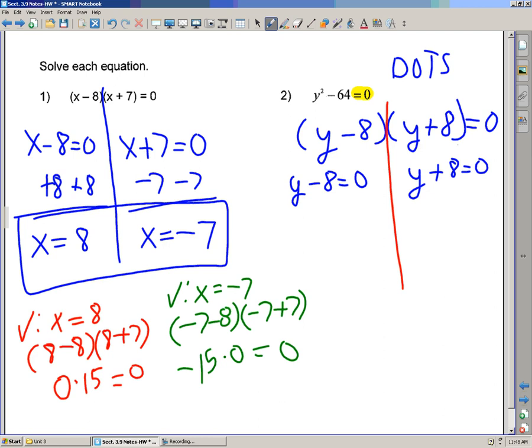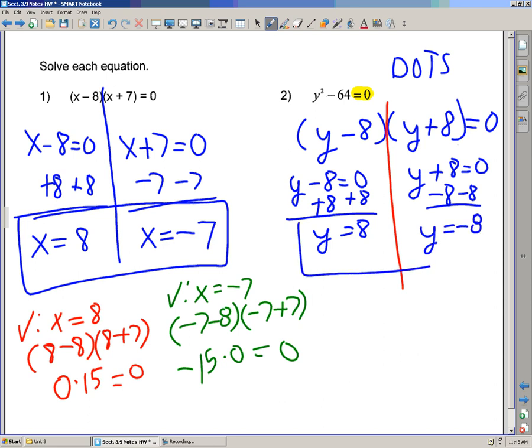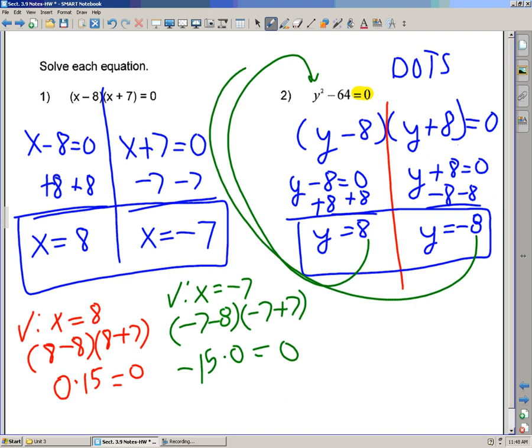Solve each equation. So on this side, I would add 8 to both sides, and y is equal to 8. On this one, I would subtract 8 on both sides, and y is equal to negative 8. These are your two answers. And I know it's true because if I wanted to do my check and I stuck 8 in for y, well, 8 squared is 64, and 64 minus 64 is 0. If I plugged in negative 8 and I squared that, I'd still get 64, and 64 minus 64 is 0. So we're looking for two answers that when plugged into the original give you a true statement.